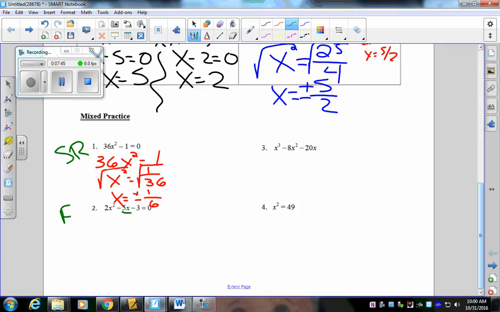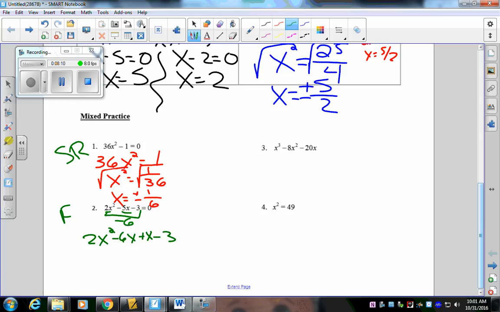All right, so I have a coefficient here of greater than 1, so I can't just jump right to my factors. I'm going to have to do some work. So 2 times negative 3 is negative 6. So I need 2 numbers that multiply to negative 6 and add up to negative 5, and those are going to be my middle terms. I'm breaking up that middle term. So it's going to be negative 6 and a positive 1. Right? Negative 6 times 1 is negative 6. Negative 6 plus 1 is negative 5.